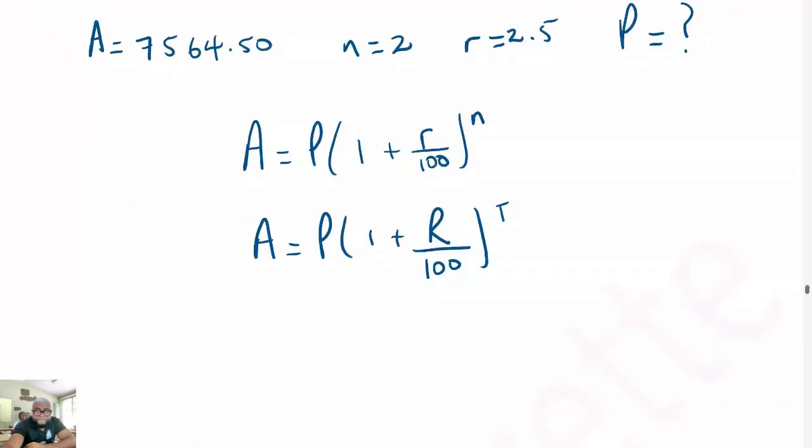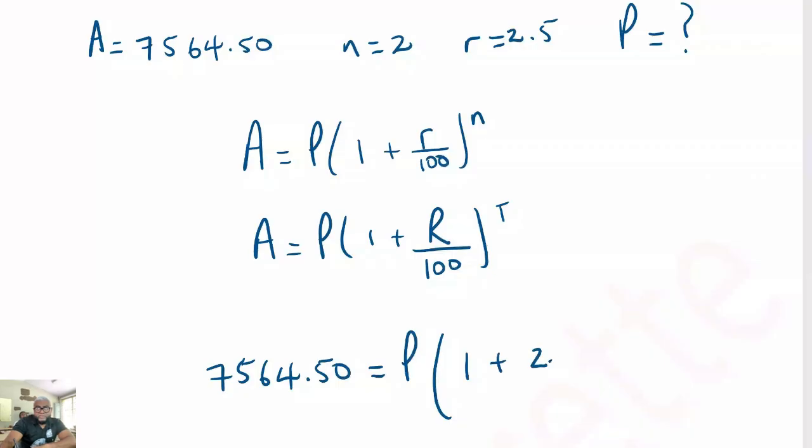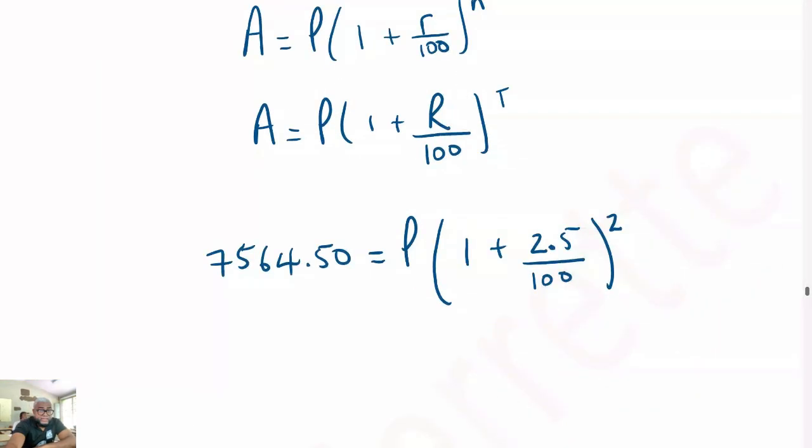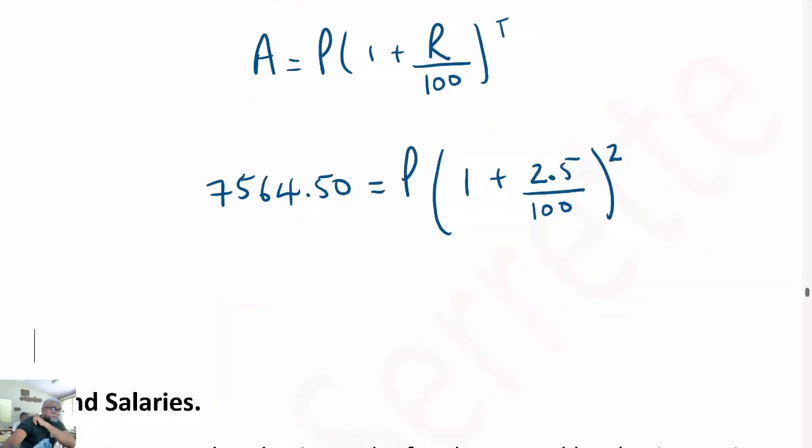So let me plug in. This is how we go in. A is $7,564.50, so I put that in place of A. We don't know P, so I put back P. And then it's 1 plus 2.5 over 100 to the power of 2. No, you have to start to move things around. So we want to find P. Work on the brackets.